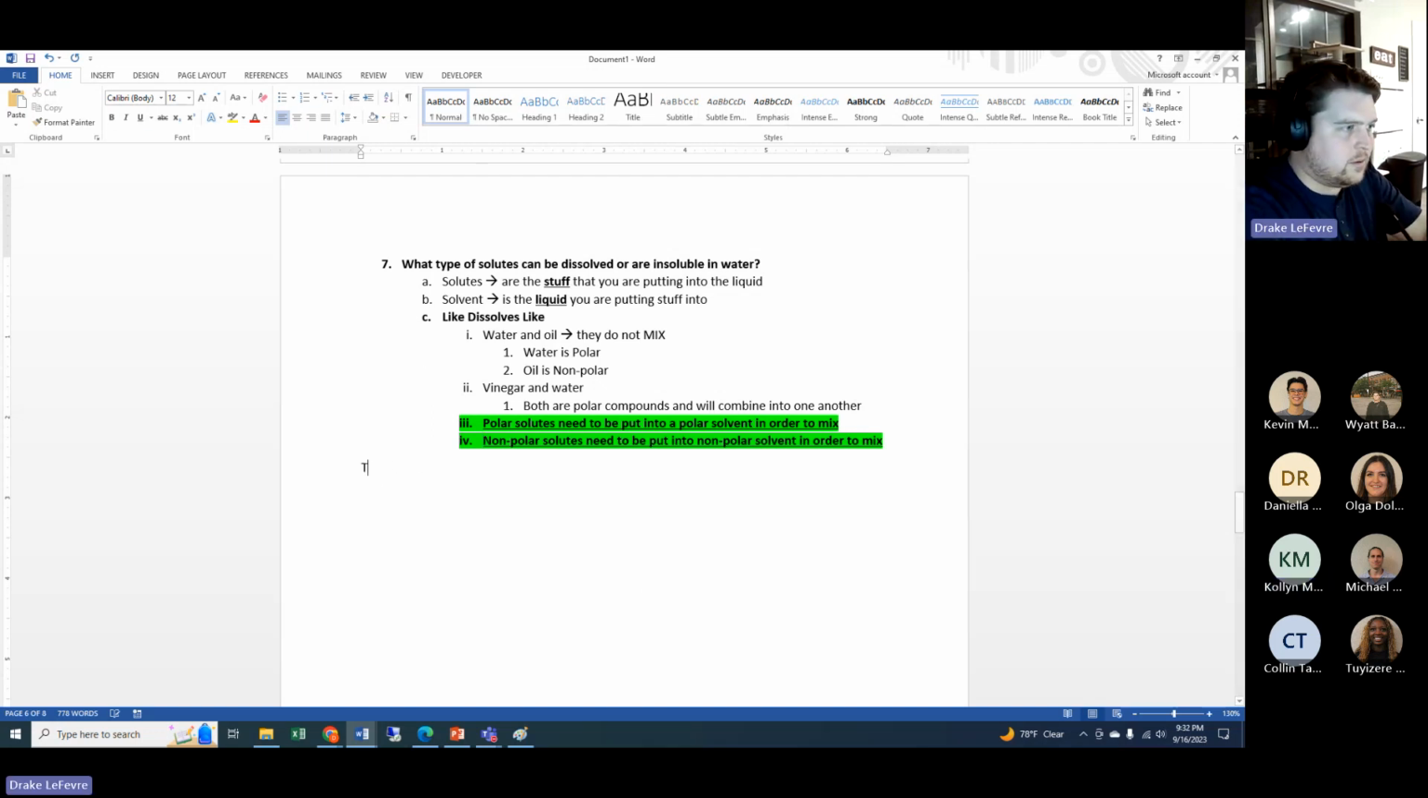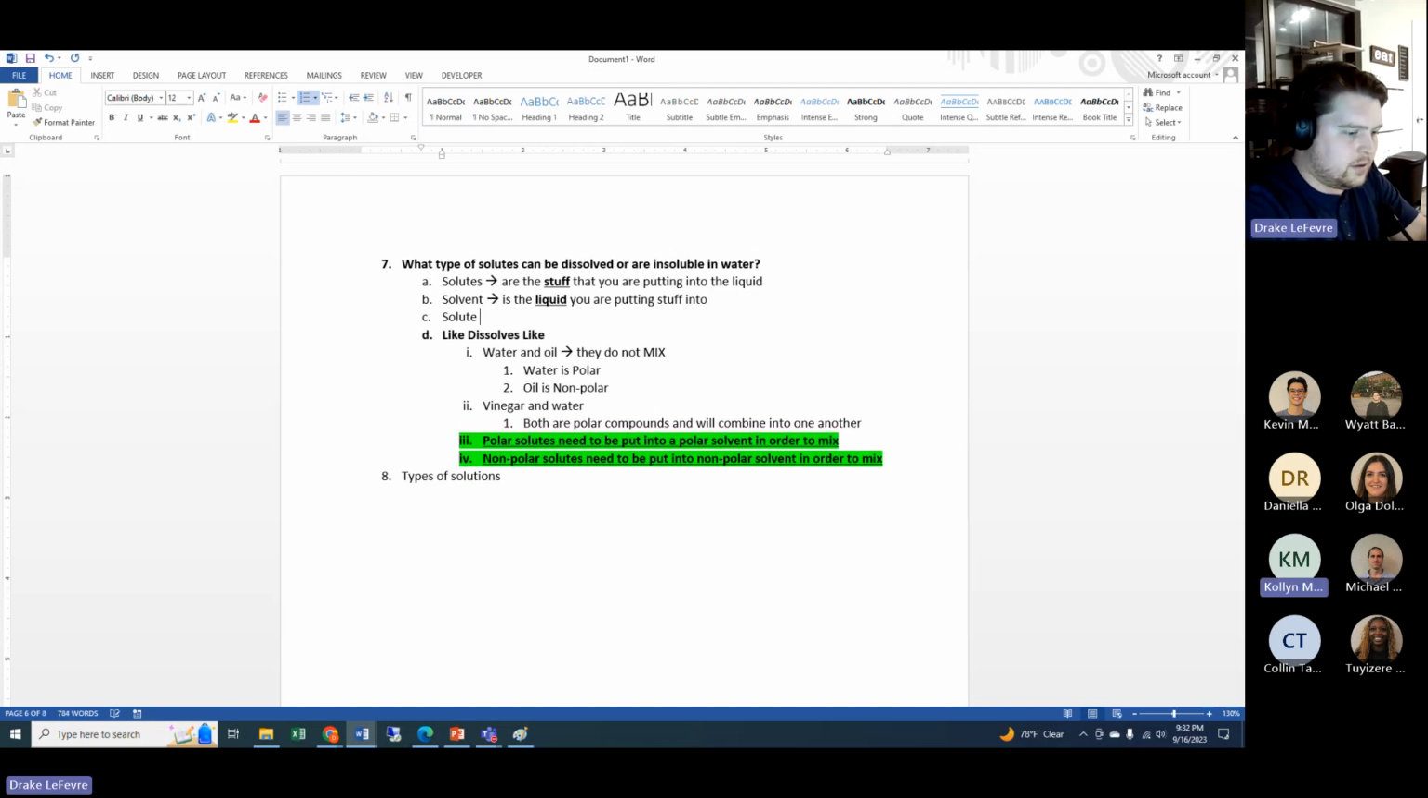Okay, then we get into types of solutions. I'll actually add this here. Solute plus solvent equals a solution. So once you add the solute into the solvent, it becomes a solution.